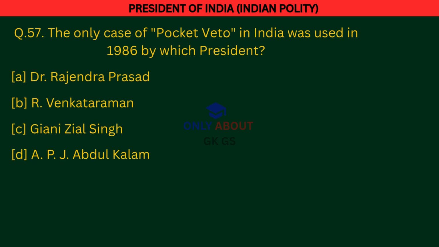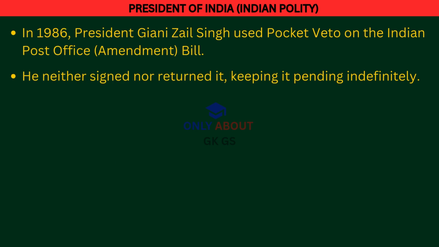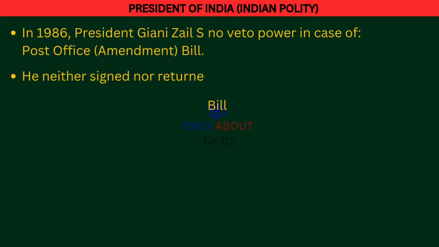Next question. The only case of pocket veto in India was used in 1986 by which president? Correct answer: Gyani Zail Singh. In 1986, President Gyani Zail Singh used pocket veto on the Indian Post Office Bill. He neither signed nor returned it, keeping it pending indefinitely.